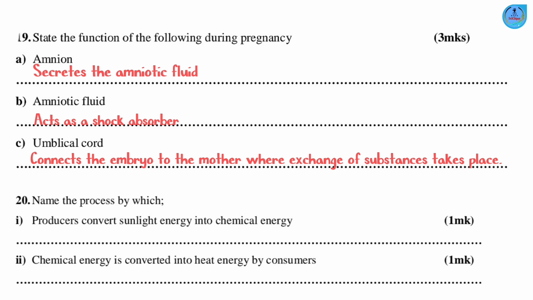Question number 20. Name the process by which producers convert sunlight energy into chemical energy. This, of course, is photosynthesis, where light energy is converted into chemical energy. Roman number 2. Chemical energy is converted into heat energy by consumers. This is respiration, whereby food substances that contain the chemical energy are broken down in order to release energy with a little bit of heat.